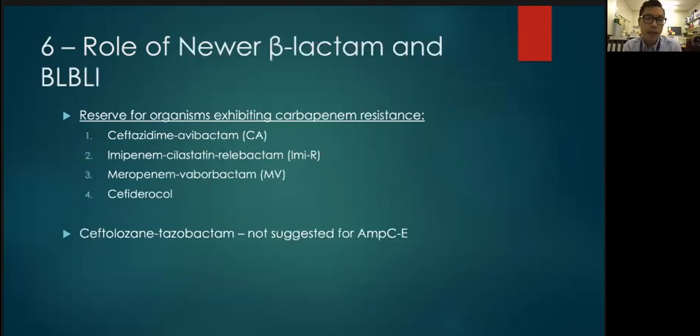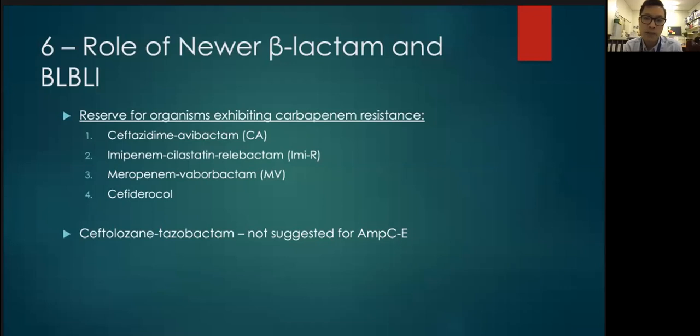It also speaks about the role of the new betalactams and betalactam inhibitors. It is suggested to reserve these agents for organisms that exhibit carbapenem resistance. And with ceftazidime-avibactam, imipenem-relebactam, and meropenem-vaborbactam, these have excellent in vitro activity and clinical outcomes that show their effectiveness.